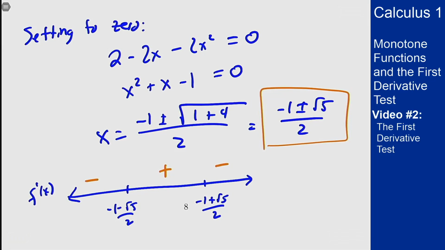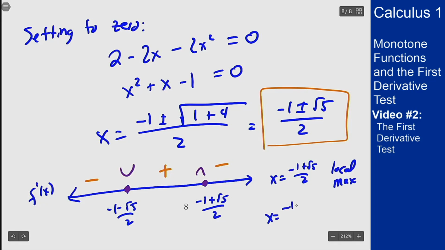So what does this tell me? Well, this tells me that this critical point here goes minus to plus, that's a local minimum. And this critical point over here goes plus to minus, that's a local maximum. This here tells me that x equals negative 1 plus root 5 over 2 is a local max, and x equals minus 1 minus root 5 over 2 is a local min.